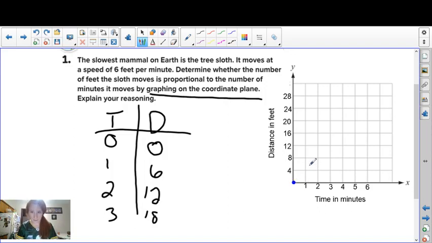Next, I go 1 minute and 6 feet. So we're about there. Then I do 2 minutes and 12 feet. And then I do 3 minutes and 18 feet. And then I know I didn't write it down, but for giggles, if I go 4 minutes, I would be at 24. So what I can do is connect the dots to ensure that I have a straight line. We did really good today at guesstimating where my points are going to go.